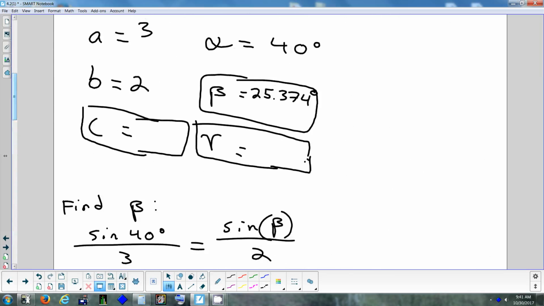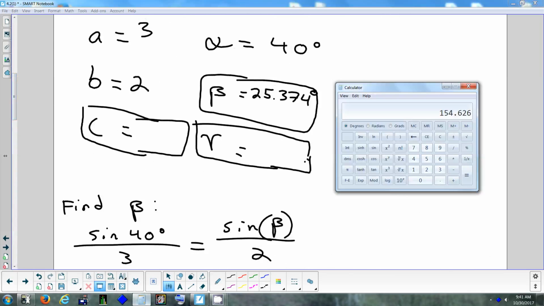Gamma. Now I can get gamma because I have two of the angles. Just add them up and subtract from 180. So we have 180 minus 40 and 25 is 65.374. Now I finally have a piece of information in the last row. It's no longer empty. So 114.626.